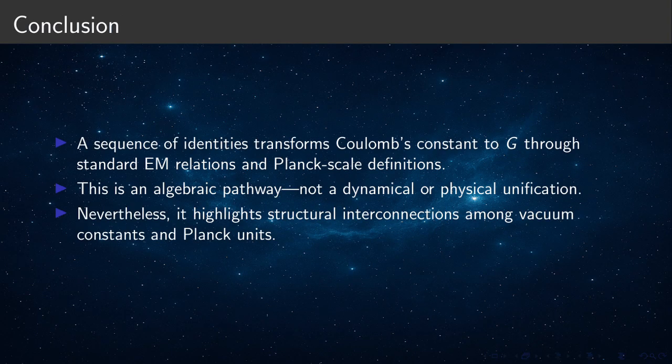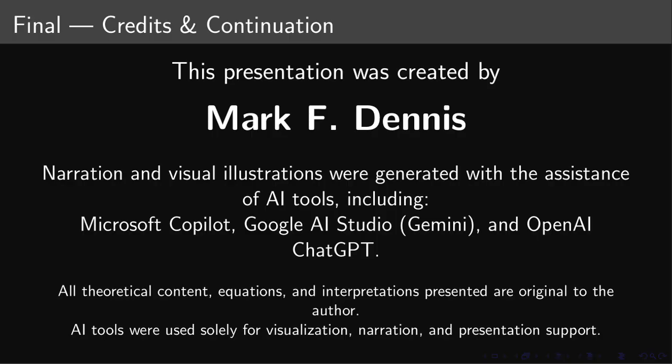Conclusion. We have shown that a sequence of standard identities can transform Coulomb's constant into the gravitational constant. This is not a physical theory of unification, but an algebraic pathway. Even so, it highlights a deep structural relationship between electromagnetic constants, Planck-scale quantities, and gravity.